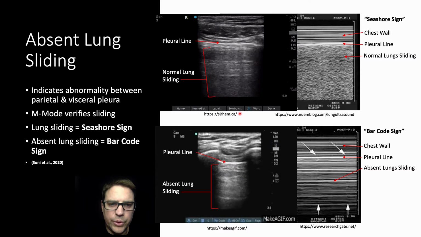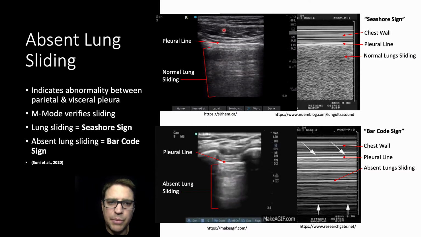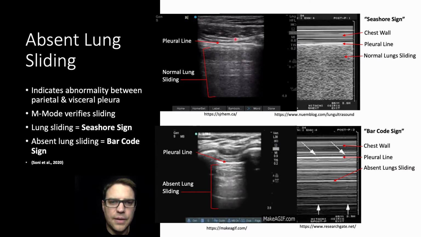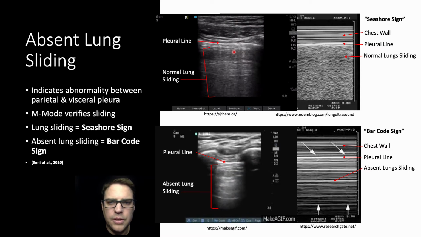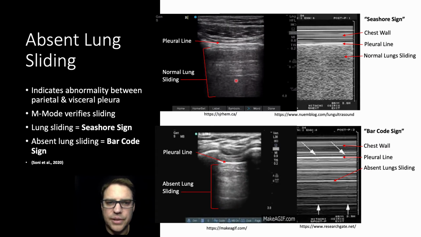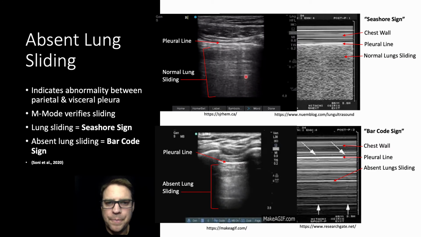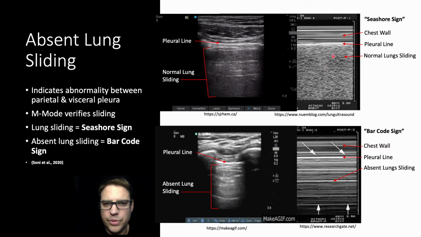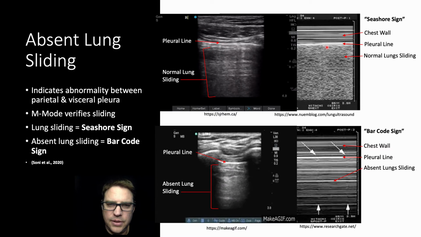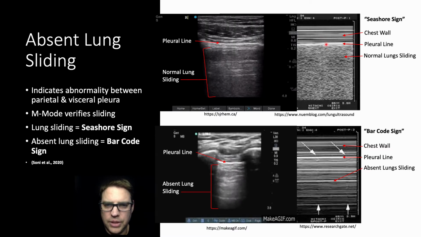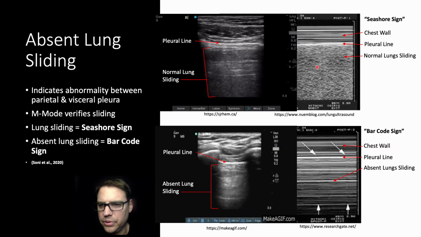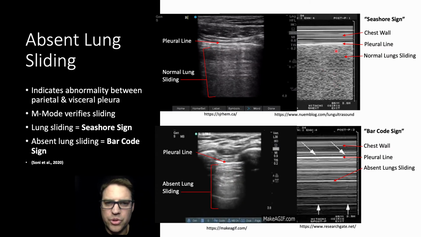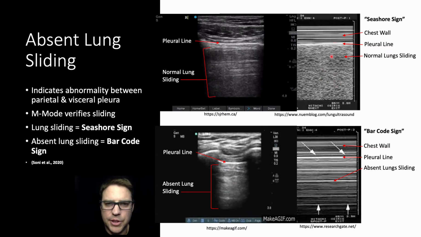So let's look over here real quick. You can see this is B mode, and you can see there's the pleural line, and this shimmering rhythmic movement down here is called lung sliding. Looking over here on M mode, we see the seashore sign. You can see the chest wall, pleural line, and the rhythmic movement of the visceral pleura moving back and forth produces this sandy looking beach.